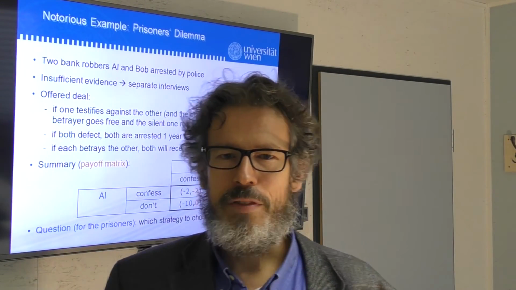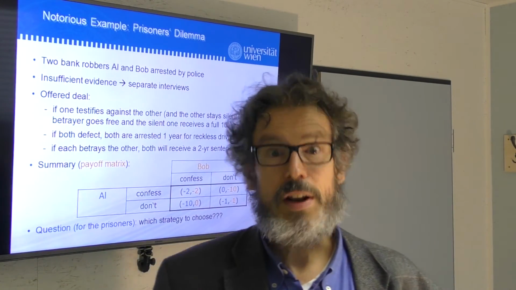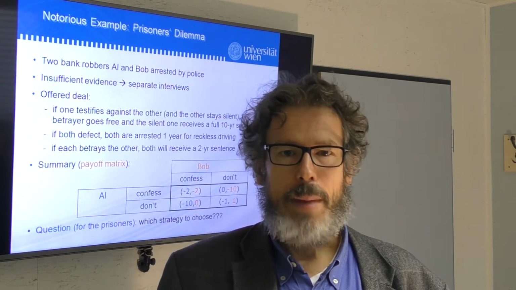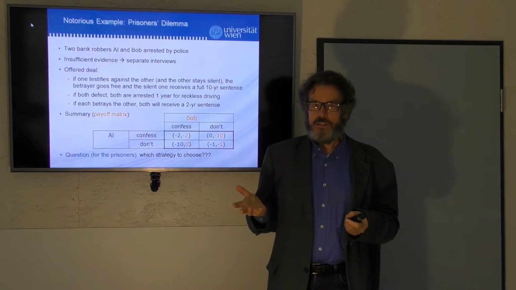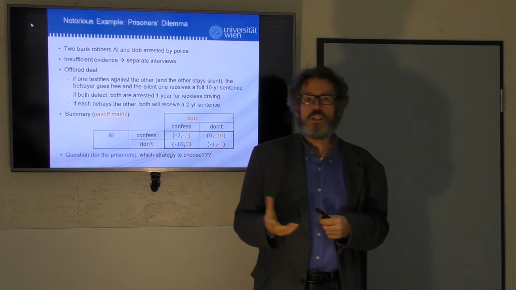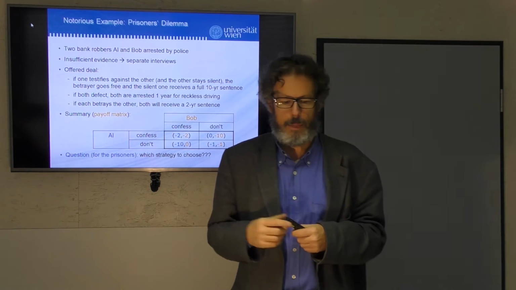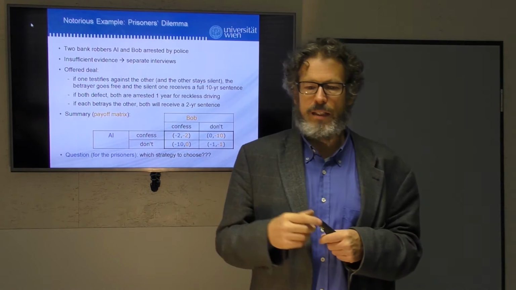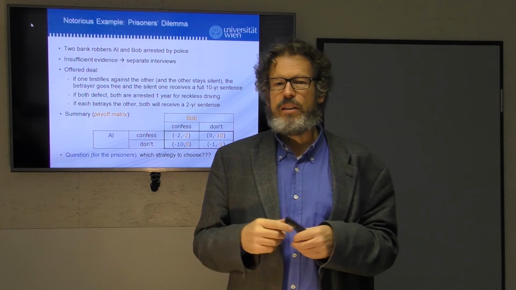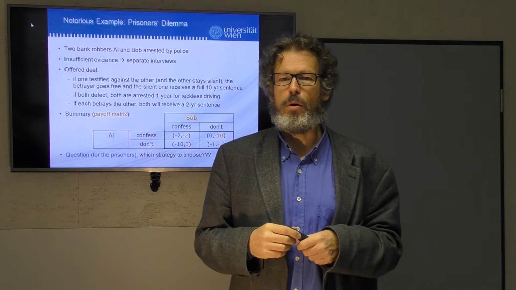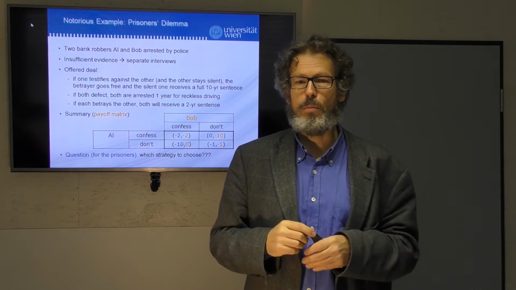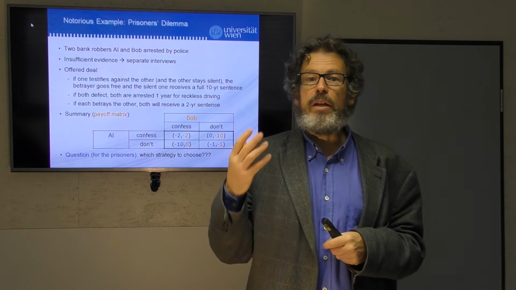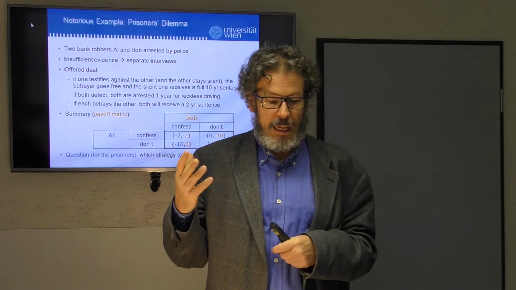So the story behind the prisoner's dilemma is as follows. There are two bank robbers, Al and Bob, who are robbing a bank. After finishing their job, they are unfortunately arrested by the police. However, the police doesn't have enough evidence to sentence both of them. So they start with interviewing the two robbers separately, in separate rooms. They have no possibility to communicate with each other. And the police offers them the following deal.